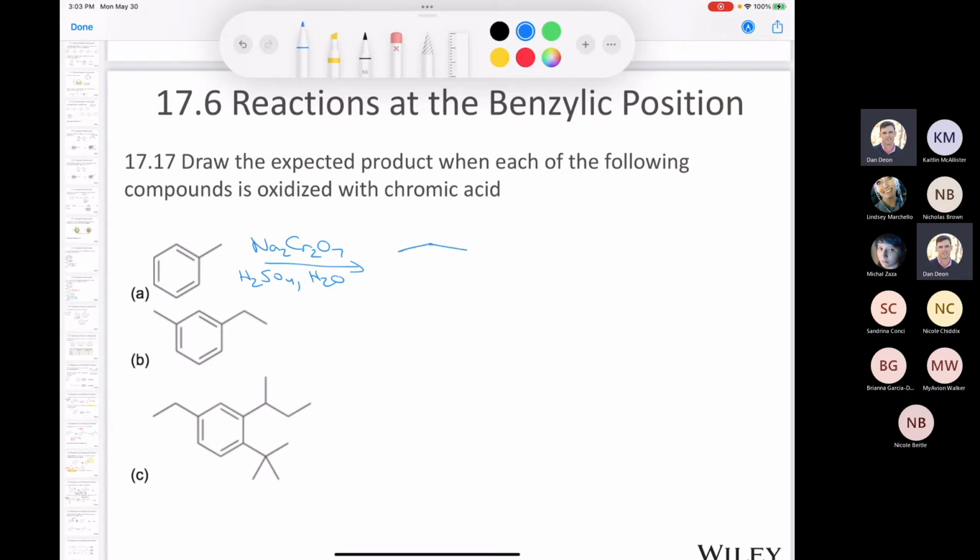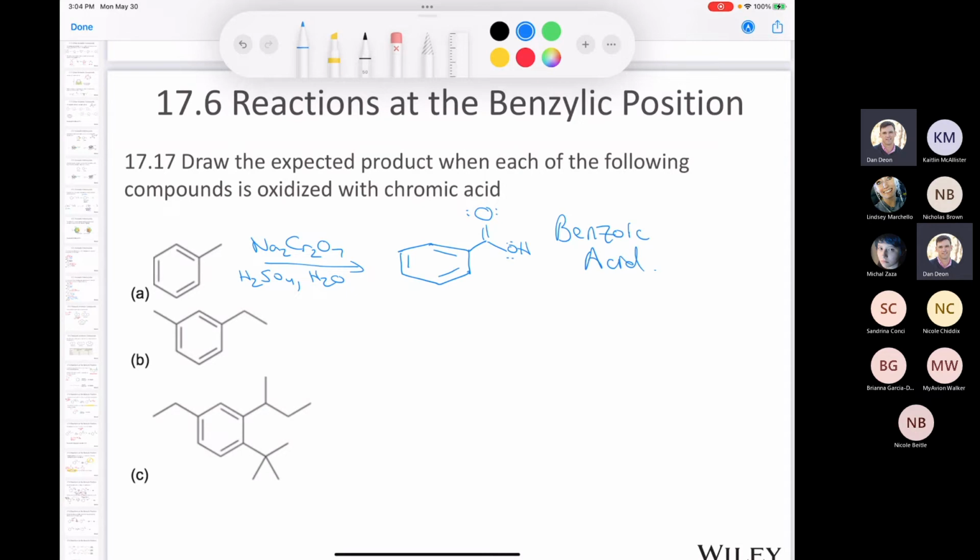So let's draw it out. What if I draw the compound out? Could anybody identify this compound here? Very common compound in organic chemistry. This is benzoic acid. So benzoic acid. All right. What about the next one?